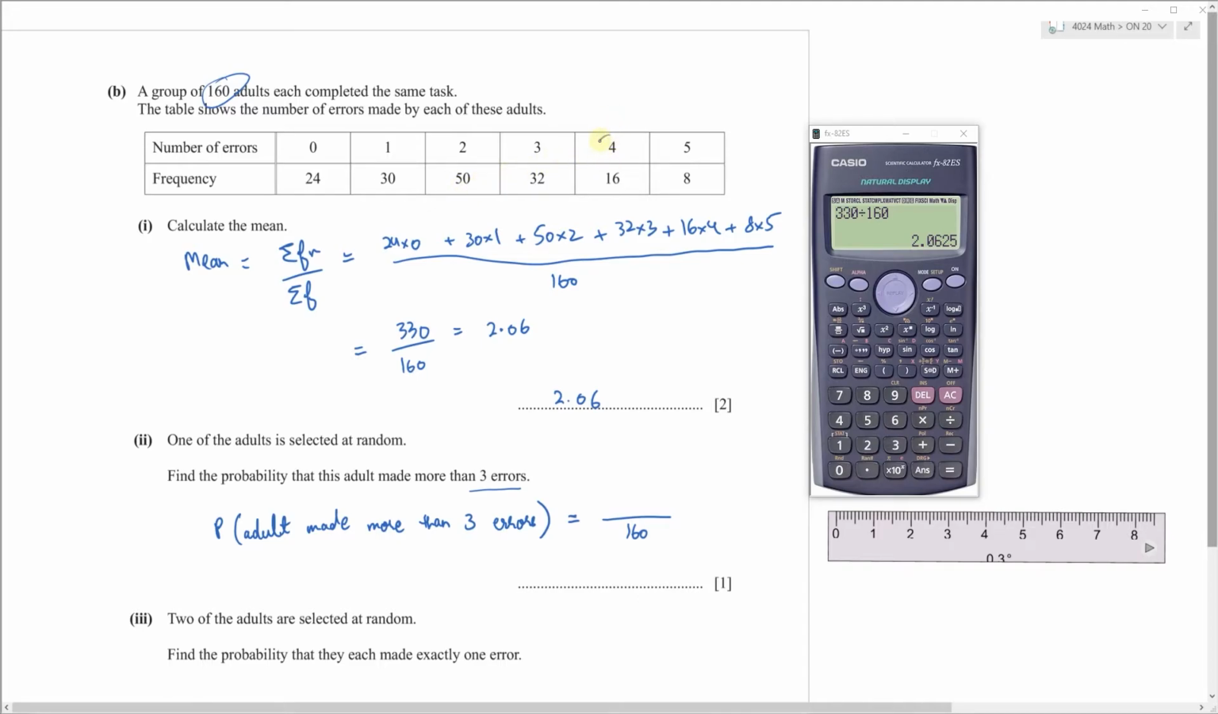Those would be the adults who made 4 errors and 5 errors, because 4 and 5 is greater than 3. So these adults made more than 3 errors. So 16 made 4 errors. So 16 plus 8. So out of 160, 16 plus 8 is 24. So 24 over 160 will be the probability that if you choose an adult, they made more than 3 errors. If you want, you can simplify the answer as well, or I think in the marking scheme, it's also given as 24 by 160, so I'll leave it as it is.